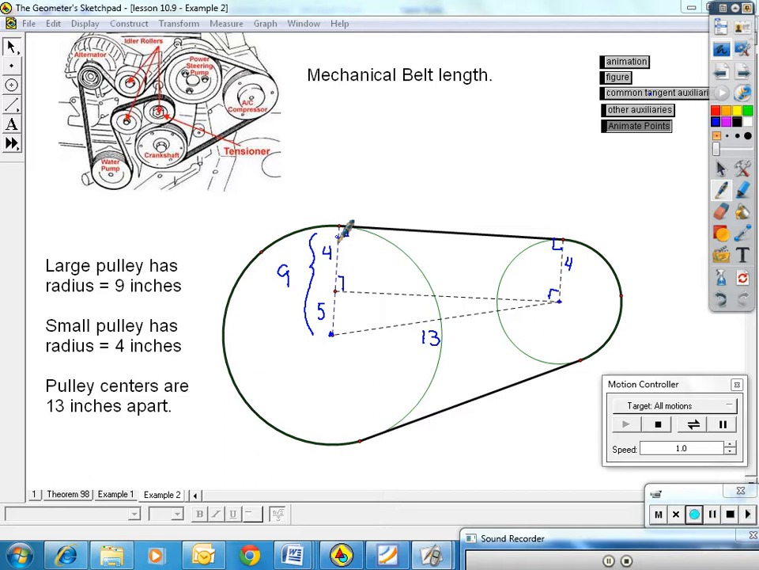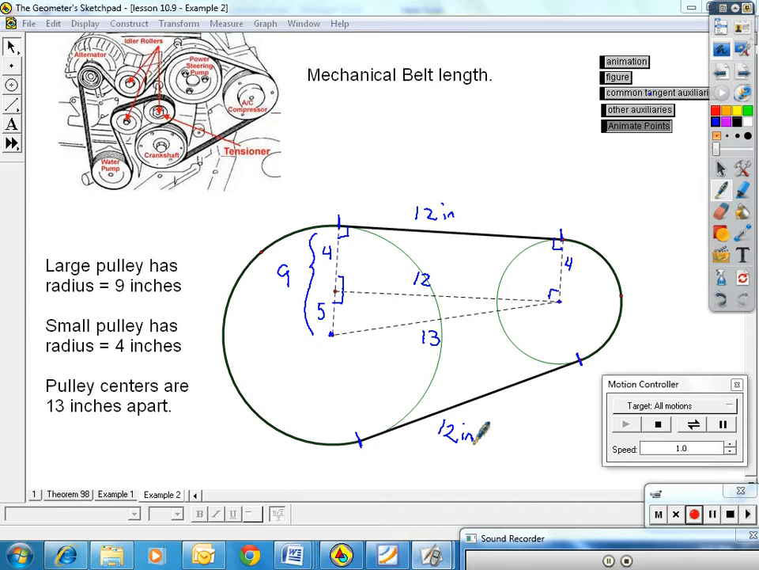So this is just our common tangent problem. We've worked it in class. I've worked it on a video. You've worked it on homework. Now that gives us a right triangle here, and this is a 5, 12, 13 triangle. Hope you saw that. So I just found that my common tangent portion of the belt is 12 inches long.